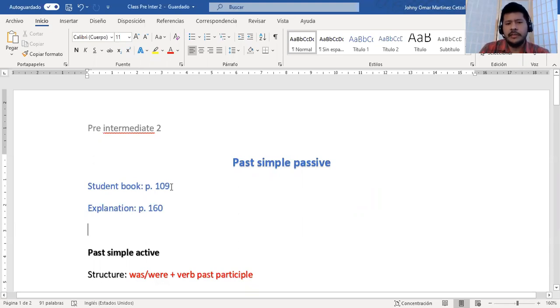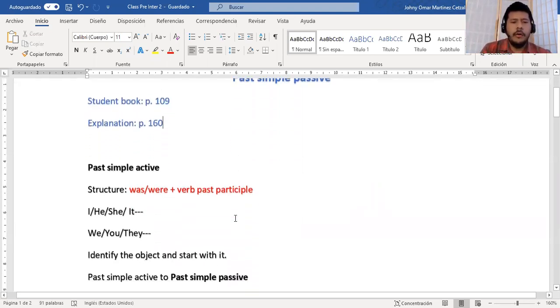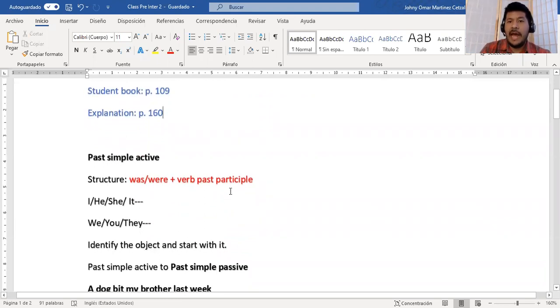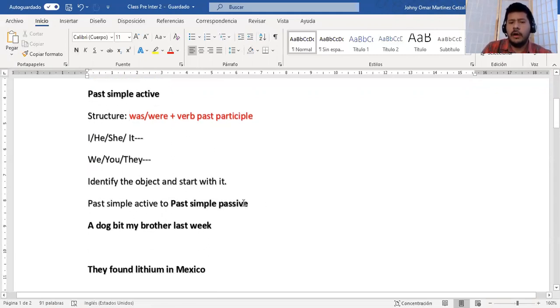So you can check the content on page 109. And then you can check an extra explanation on page 160, okay? So I recommend that you check this page. Now, the topic is past simple passive, okay? So in this case, we're gonna start with the normal sentences so we can contrast and transform them into past simple passive, okay? First of all, we've got to check the structure of past simple passive, okay?